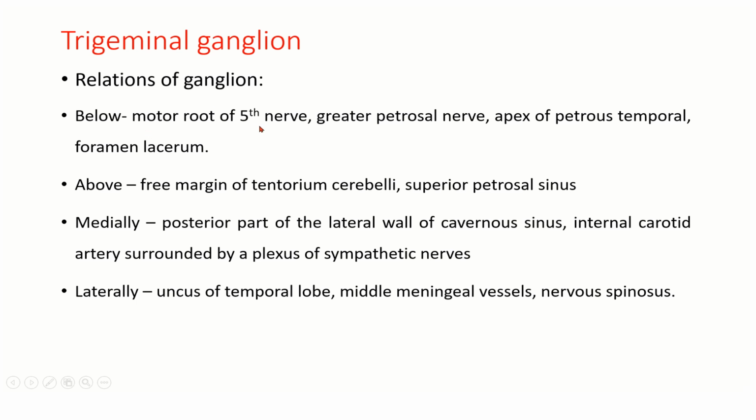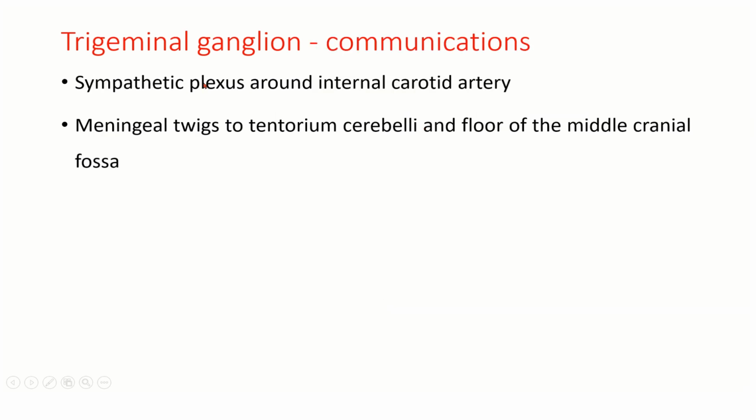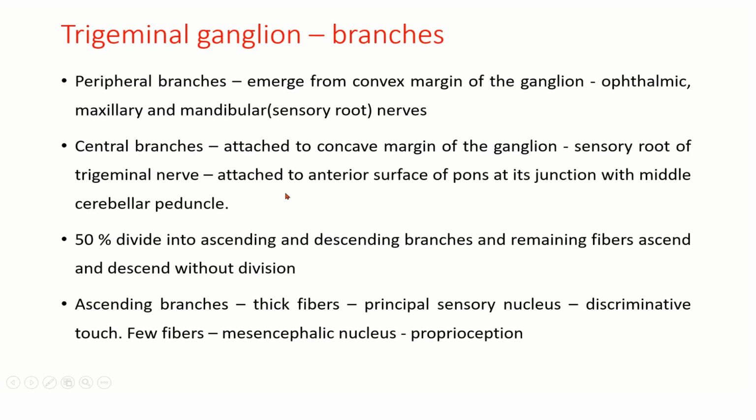So below it is the motor root of fifth nerve, as it was evident from the earlier diagram. Then greater petrosal nerve, apex of the petrous temporal and foramen lacerum. So above, free margin of the tentorium cerebelli and superior petrosal sinus. Medially, posterior part of the lateral wall of cavernous sinus, internal carotid artery surrounded by plexus of sympathetic nerves. Laterally, uncus of temporal lobe, middle meningeal vessels and nervus spinosus. So trigeminal ganglion communications: it communicates with the sympathetic plexus around internal carotid artery, and it also gives meningeal twigs to tentorium cerebelli and floor of the middle cranial fossa.